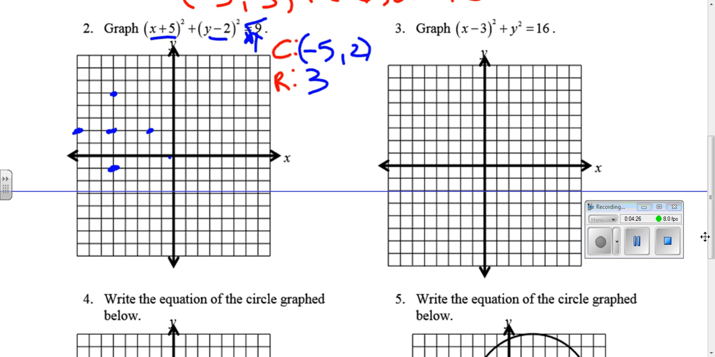And then you're just going to do the best you can to connect those on the outside. Do the best you can to make it look like a circle. Mine doesn't really, but you get the idea. There we go. That's a little bit better.